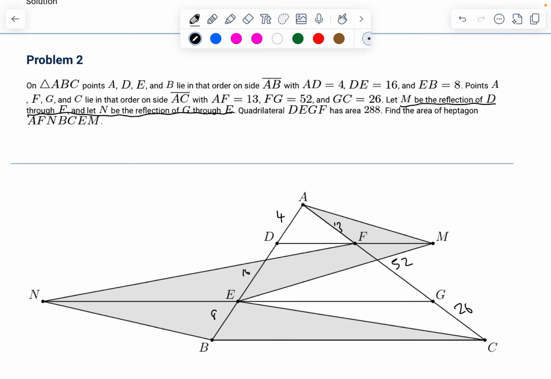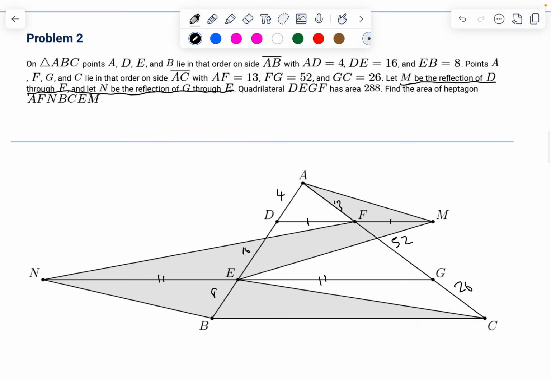Because M is a reflection of D through F, DF and FM must be the same length. So I'll mark that. By the same logic, NE and EG must be the same length. I've marked those in the diagram. Okay, let's carry on.